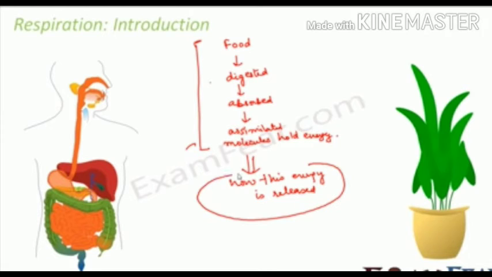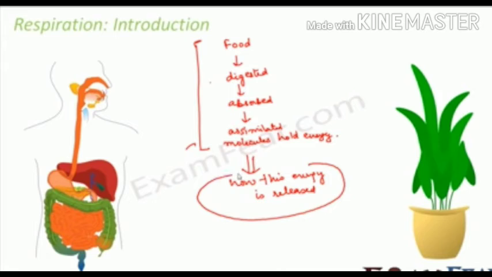So what happens in respiration? As I mentioned, oxidation of assimilated molecules releases their bond energy. Once the food is absorbed, its energy is stored inside molecules, as the bond energy of the molecules. We want that energy to get released. So what happens? Oxidation of the assimilated molecules.